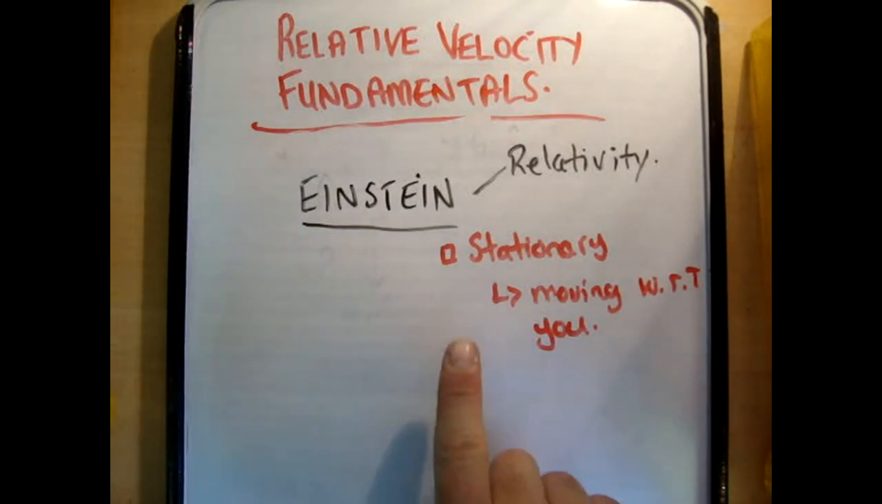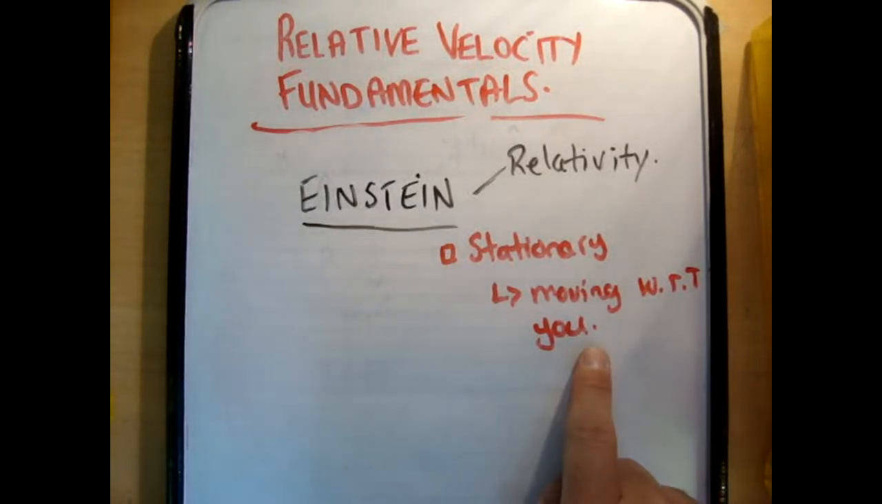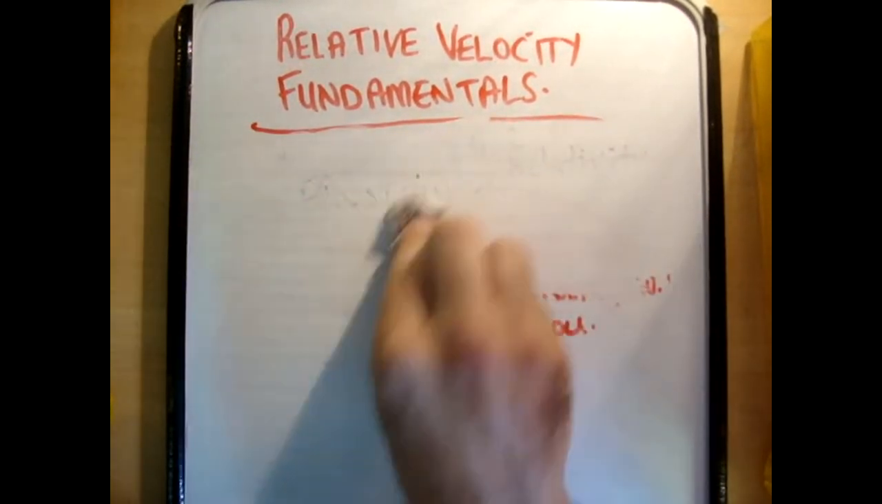And like I said, these two frames of reference, the frame of reference within which you are moving is equivalent mathematically to the frame of reference within which you are stationary. So you can always say either you're stationary and everything else is moving, or you are moving and everything else is stationary. You're allowed to do that. It's because if you do the maths, it turns out to be the exact same thing.